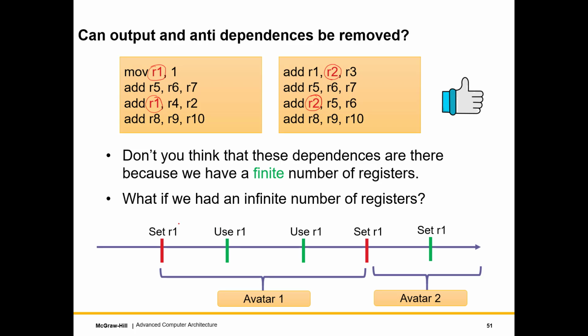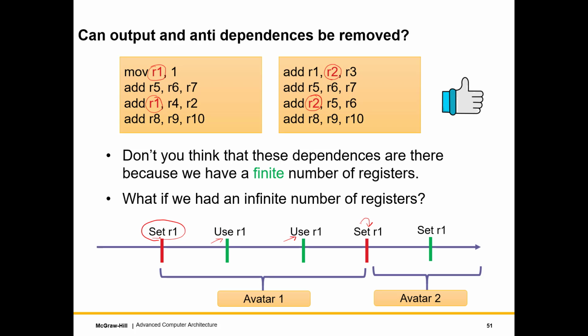If we think about it, both the situations can be conceptually represented on this timeline, where essentially we set the value of a register, let's say it is R1. We then have several read instructions that read its value. So this is like the first avatar of the register, which is R1. And then we have the second avatar, which sets R1 again. And again, a couple of instructions read.